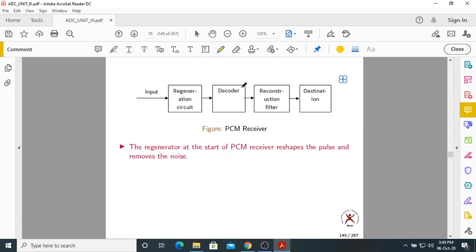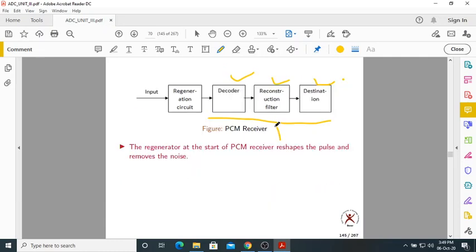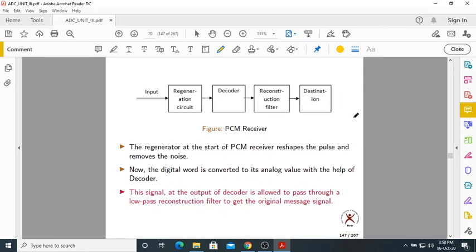regenerative repeaters. And this is the receiver of the PCM, which contains the decoder, reconstruction filter, and the destination. The transmitter of the PCM is the ADC. Obviously, the receiver would be the DAC. DAC means digital to analog converter. So PCM is a very simple technique where the transmitter is nothing but ADC and the receiver is nothing but DAC, the reverse of that, digital to analog converter.